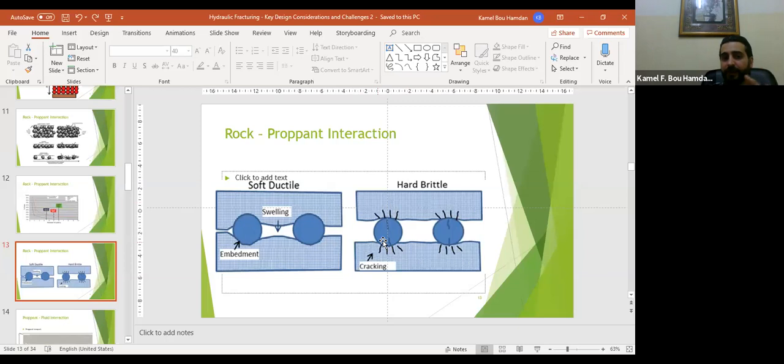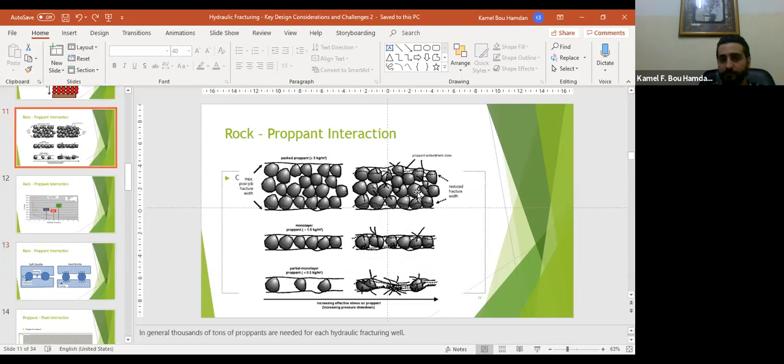When you have a single layer or a partial monolayer, the properties of the rock themselves control, let's say, the embedment case and the cracking or fracturing of the proppants. So here, if the rock is ductile, we're going to have embedment and the rock itself is going to close. How we can prevent this is by using packs of proppants.